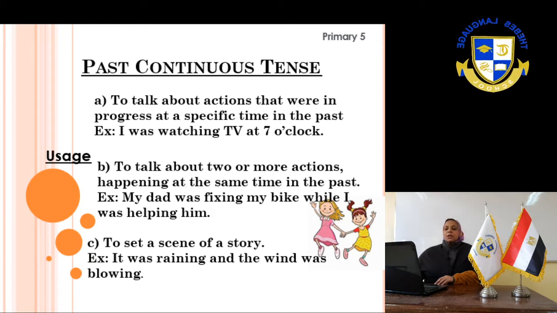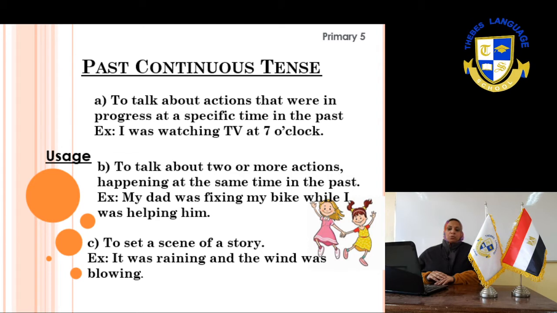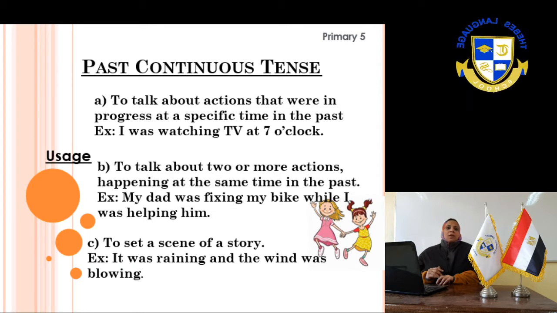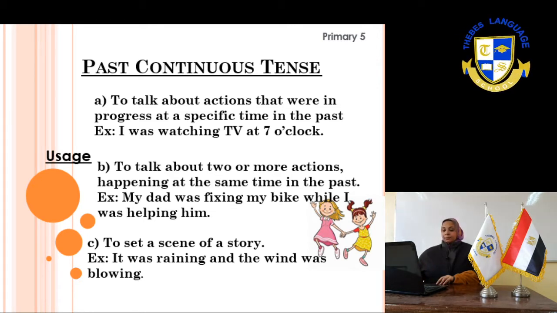Letter C, to set a scene of a story. That means to describe a scene of a story. For example, it was raining, the wind was blowing, the sea was crashing, the sand, and so on.